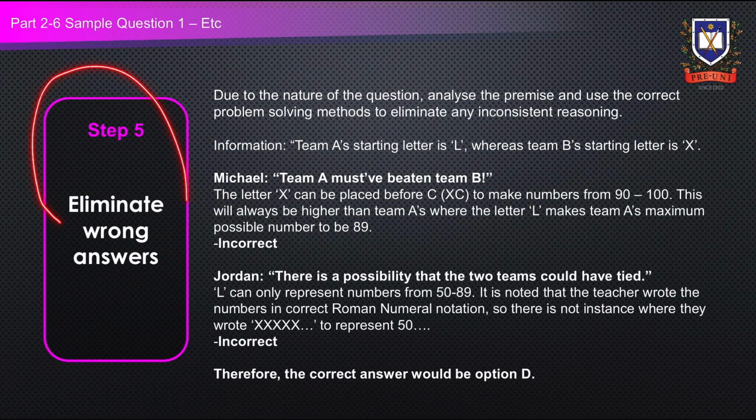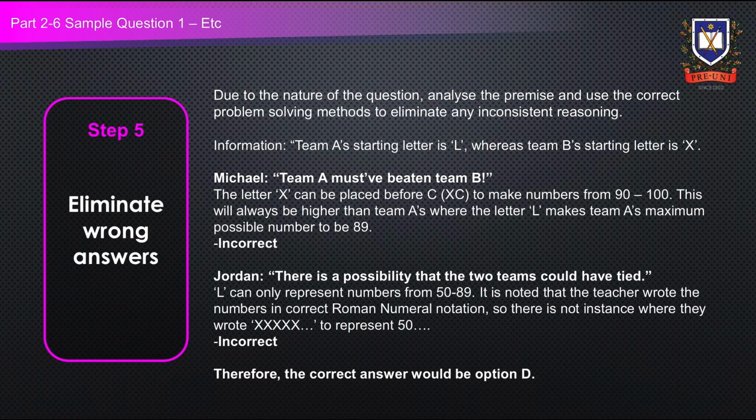Lastly, we should eliminate any wrong answers. Due to the nature of the question, analyze the premise and use the correct problem-solving methods to eliminate any inconsistent reasoning. The information given to us is that Team A's starting letter is L, whereas Team B's starting letter is X. Let's first look at Michael's conclusion that Team A must have beaten Team B. The letter X can be placed before C, XC, to make numbers from 90 to 100. This will always be higher than Team A's number, where the letter L makes Team A's maximum possible number to be 89.